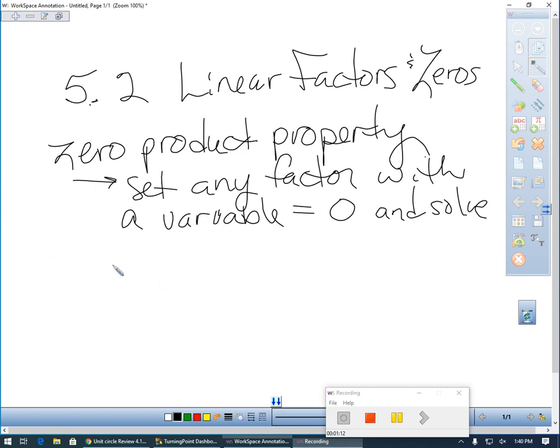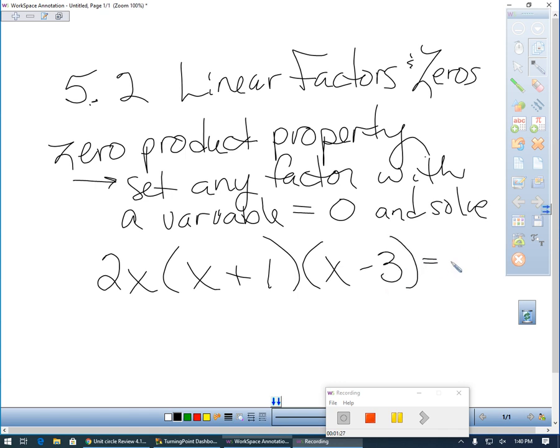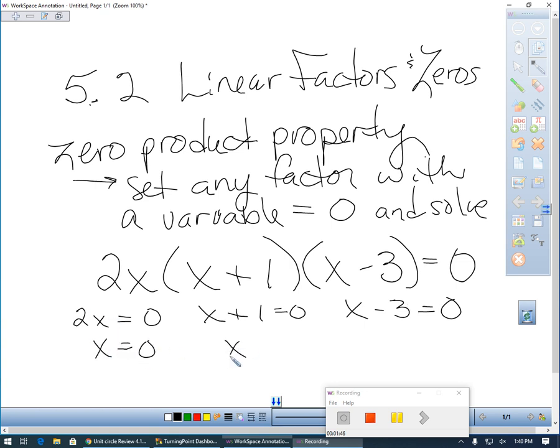So if we have a factor, let's say we have 2x times x plus 1 times x minus 3. We're going to set anyone with a variable in it equal to 0. So I have 2x equals 0, I have x plus 1 equals 0, and I have x minus 3 equals 0. Solving the first one, I get x equals 0, then I get x equals negative 1, and we get x equals 3. If you look at our factored form, there's 3 x's, which means we have to have 3 solutions.